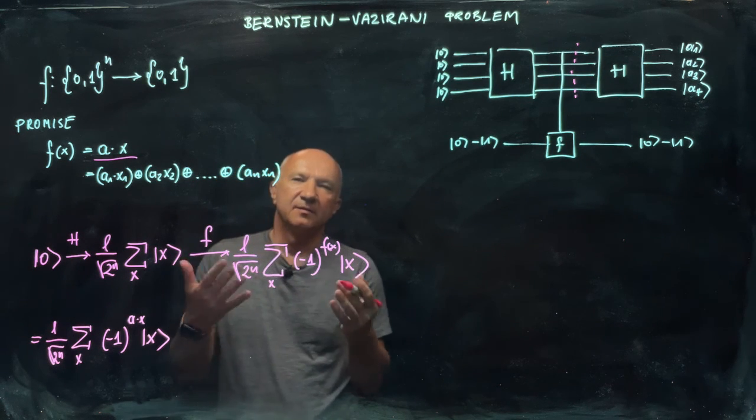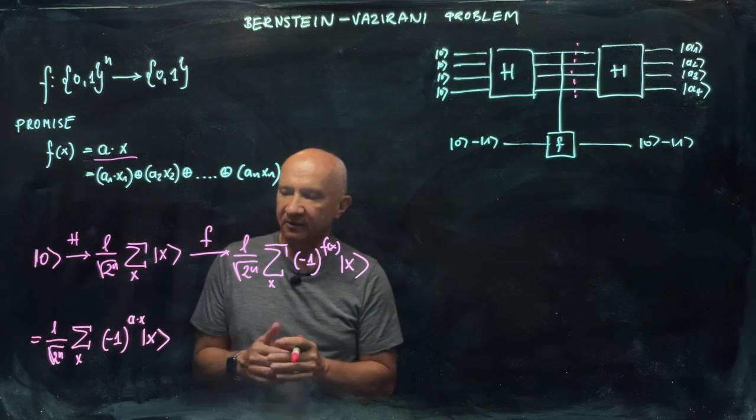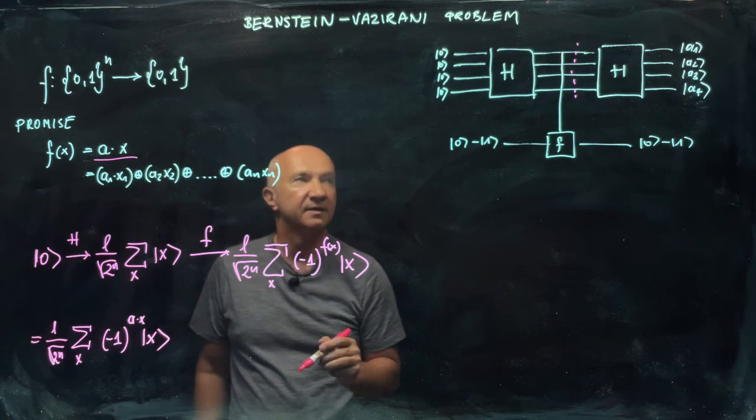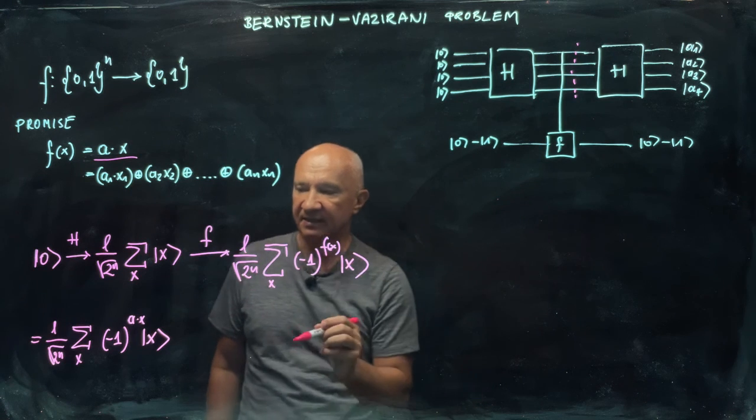Okay, now we have the interference pattern. Now we are going to close the interference. Interference has to happen. We need another Hadamard. So here comes the second Hadamard.